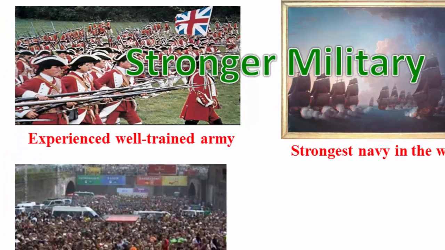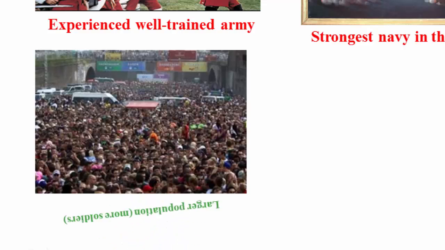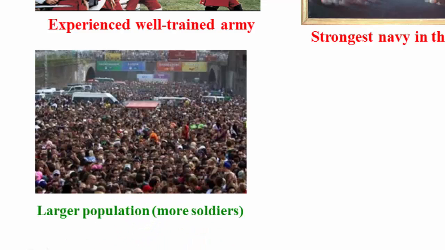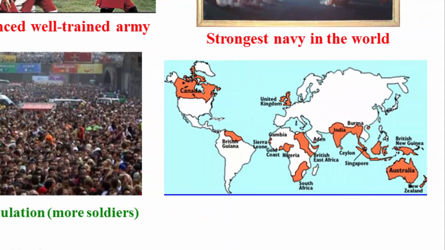Secondly, they had a larger population, and a larger population translated to more soldiers. And this right here is a picture of the British Empire. These are all the British holdings and the British colonies throughout the world. There's a saying that they used to say that the sun never sets on the British Empire. Well, when it's daylight over in this part of the world, it's night over in this part of the world. And when it's daylight in this part of the world, it's night in this part of the world. So somewhere in the British Empire, it was always daylight.